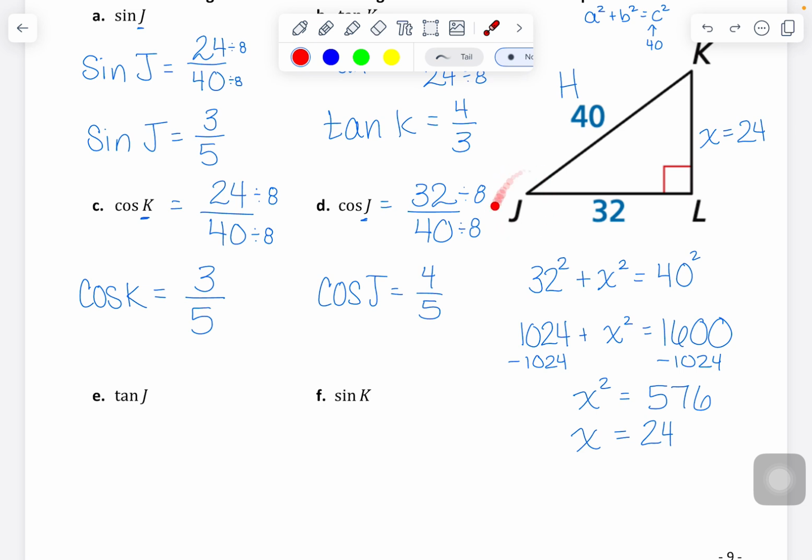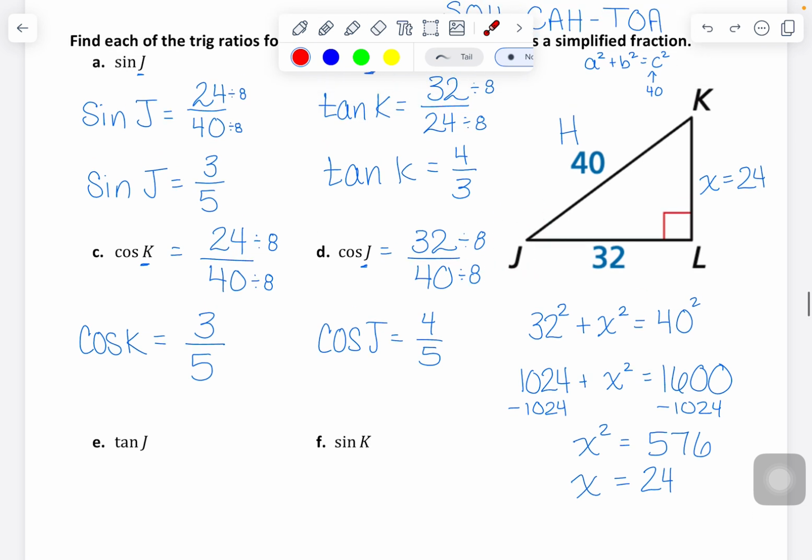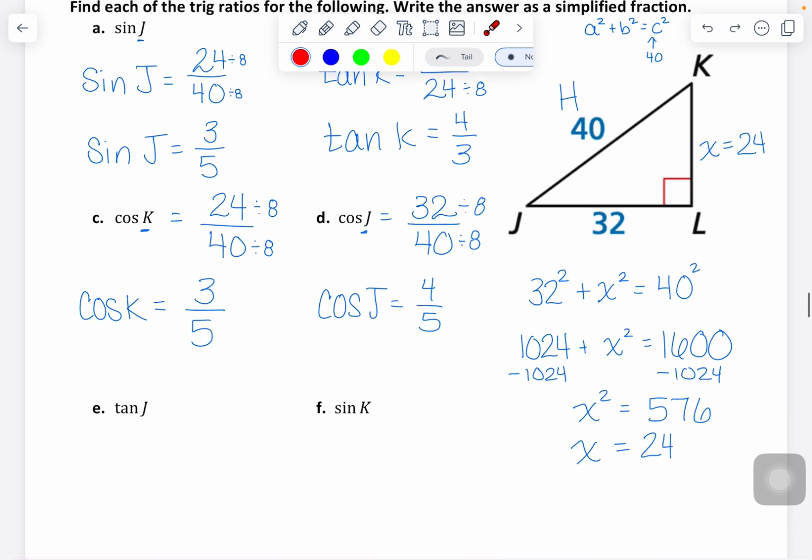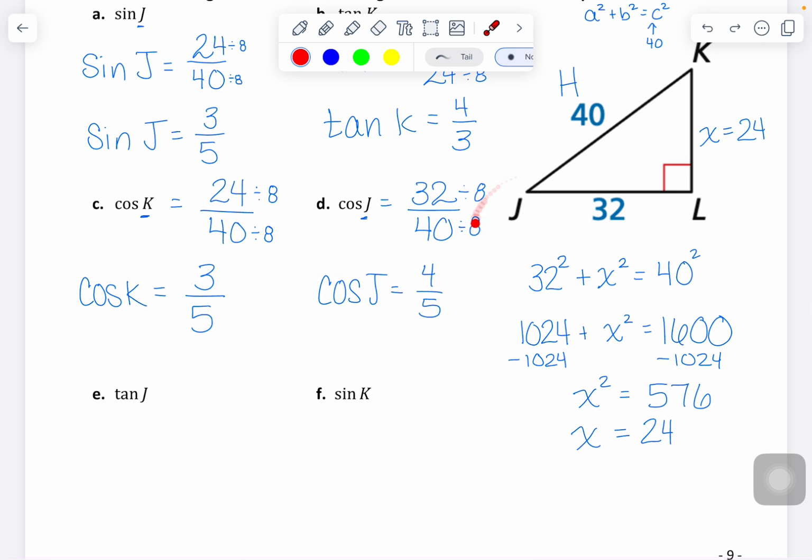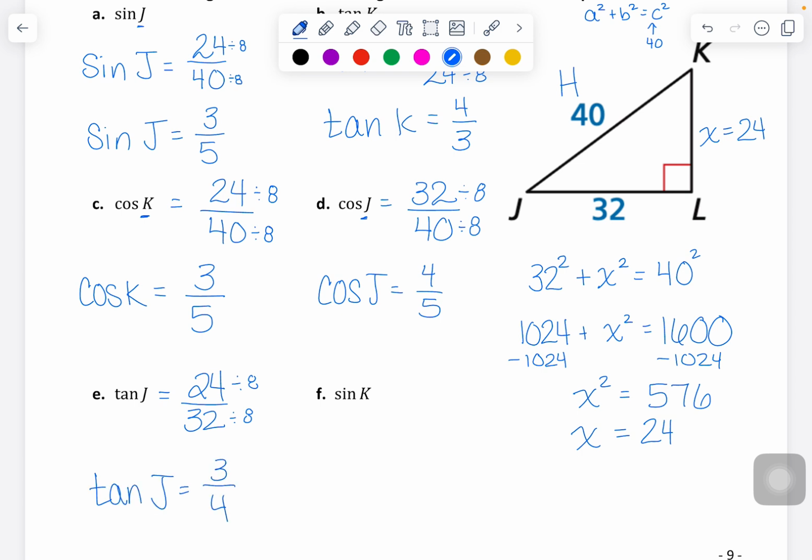Tangent of J. J is here. Tangent, T-O-A in SOHCAHTOA. So I need opposite and adjacent. Opposite to J is the 24. The adjacent is the leg that it's touching, so that's 32. Simplify our fraction. They both divide by 8. And I will get that tangent of J is 3/4.